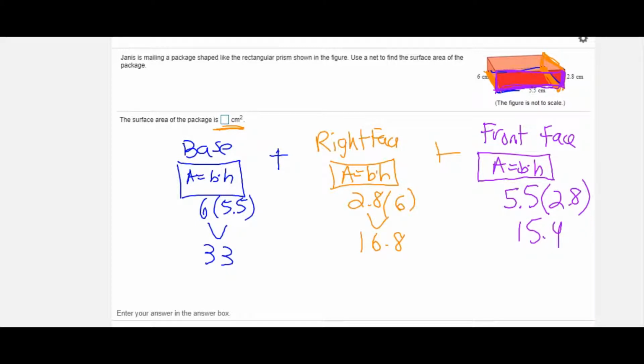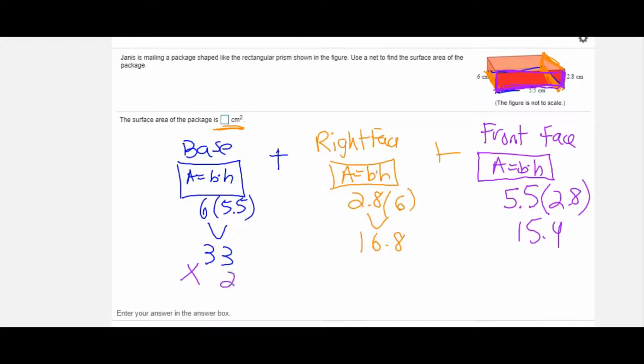Now, can we just add all of these up? We have two of each one of these. So there are two things we can do. We can add 33 plus 33, 16.8 plus 16.8, 15.4 plus 15.4, so we add each one of them twice. Or, since repeated addition is multiplication, we can multiply each by 2. Or we can add them up and then multiply all of it by 2. Let's just do it this way.